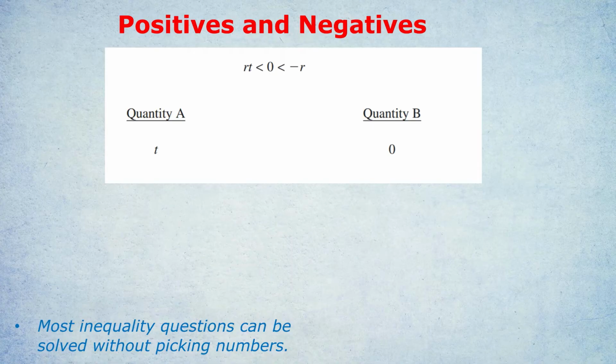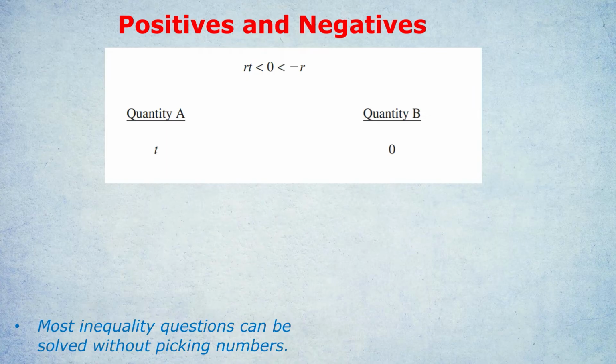And I've written down at the bottom, most inequality questions can be solved without picking numbers. I love picking numbers for so many algebra questions, but for inequalities, I do it a bit less often. Just because often you can think about it and solve it logically without resorting to picking numbers, as we've seen so far. What about this inequality? RT is less than 0, which is less than negative R. Many of these questions, by the way, come from real ETS practice tests, so you know this is the type of question they could ask in a real test.